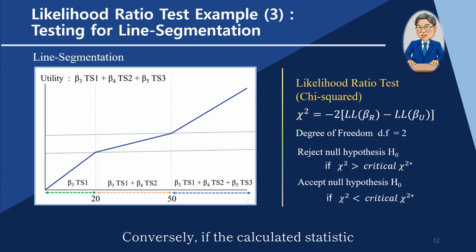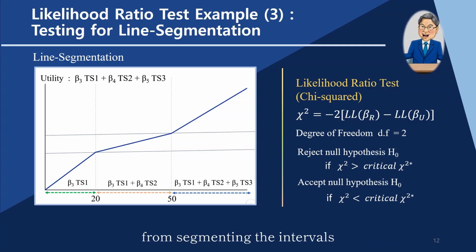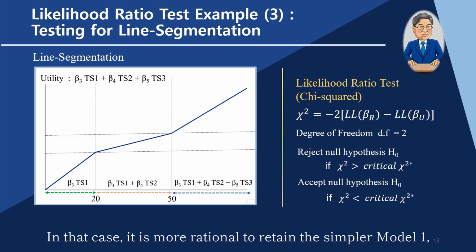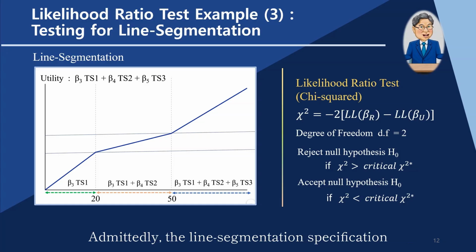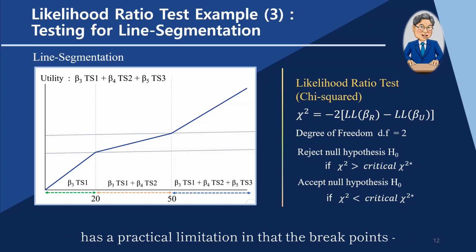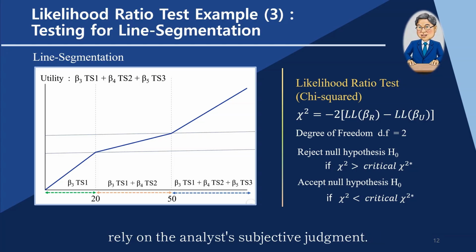Conversely, if the calculated statistic is smaller than the critical value, it implies that the improvement in explanatory power from segmenting the intervals is negligible. In that case, it is more rational to retain Model 1 based on the principle of model simplicity and economy. Admittedly, the line segmentation specification has a practical limitation in that the breakpoints, such as the 20-minute and 50-minute thresholds in this example, rely on the analyst's subjective judgment.